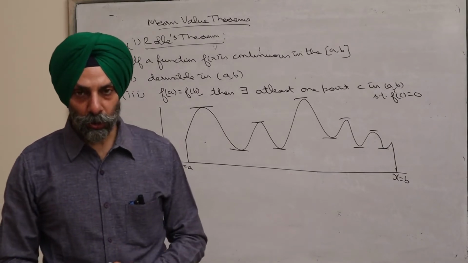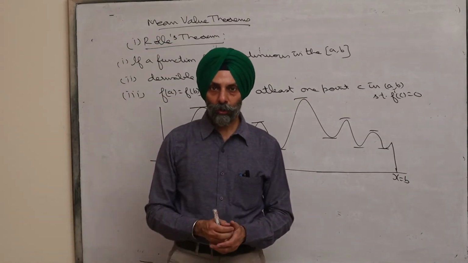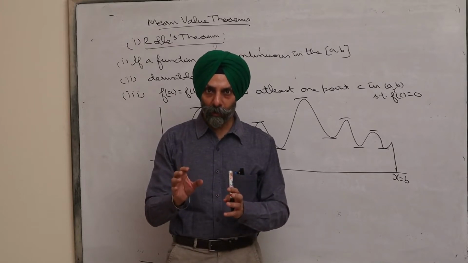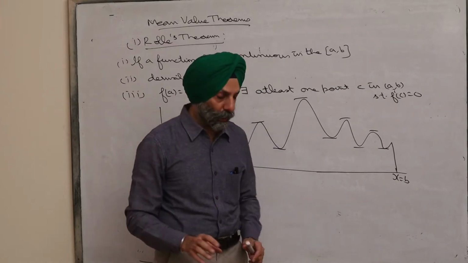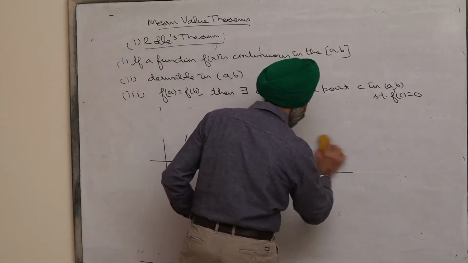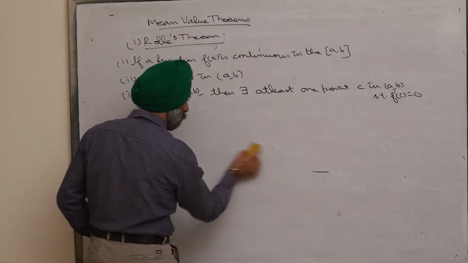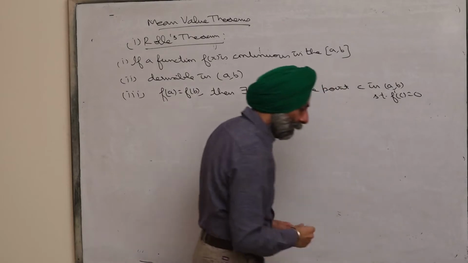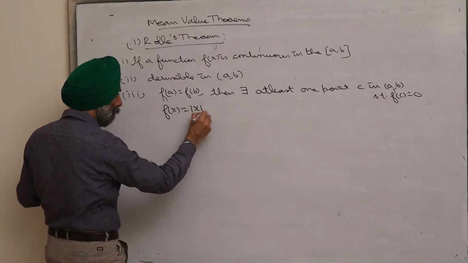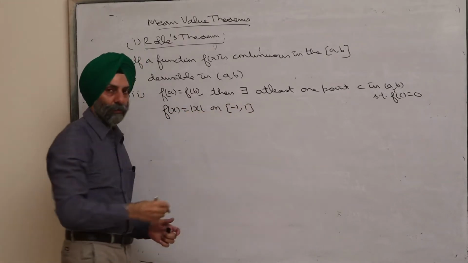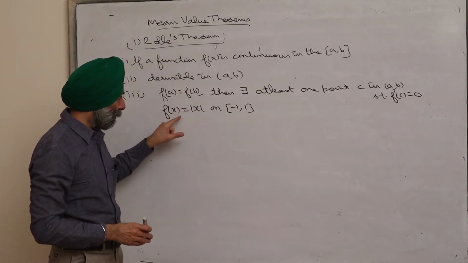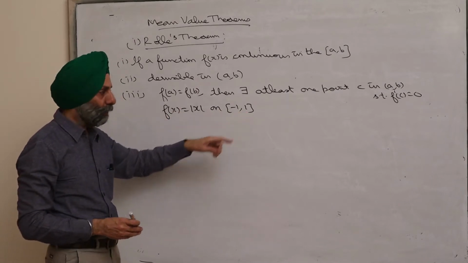Now we will discuss the application of Rolle's theorem. All these 3 conditions should be satisfied simultaneously. If any one of the conditions is not satisfied, then Rolle's theorem will not be applicable. Now for example, the first question is, discuss the applicability of Rolle's theorem for the function f(x) is equal to mod x on the interval -1 to 1.